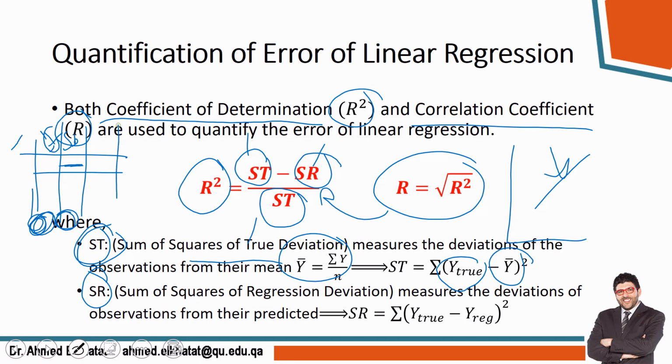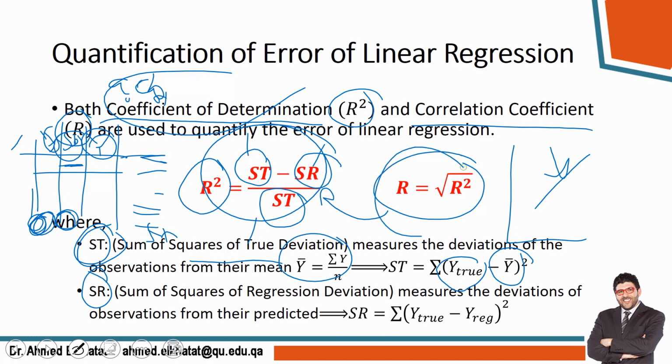Y regression is based on the coefficients you already got. You already got a naught and a1. Use these coefficients to create y regression, and then find the variance between y true and y regression, squared, summed over all points, and then you can find SR. Then you can find ST minus SR over ST. You can find the coefficient of determination, and the root will be the correlation coefficient.